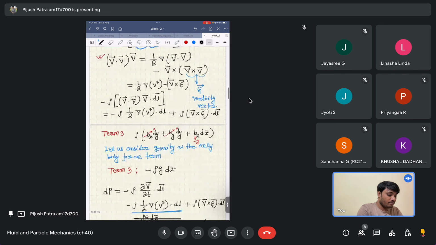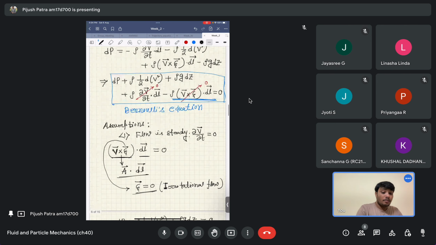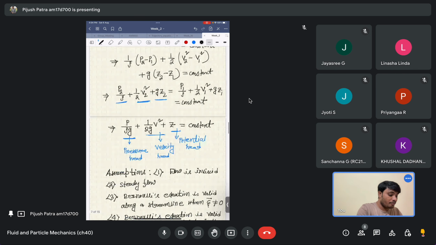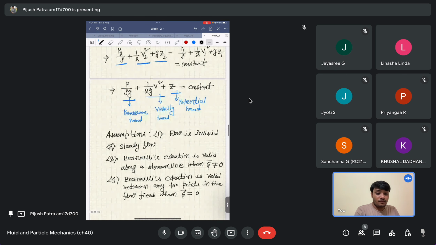It is a complicated form that you need to remember, and particularly you need to remember the assumptions which you made to arrive at this particular form. That the flow is inviscid, that means there is no viscous effect, and then the flow is steady, you assumed, and then the Bernoulli's equation is valid along a streamline when the flow is a rotational flow, or when the flow is not an irrotational flow. But for an irrotational flow, it is valid for any 2 points in the flow field. Okay, now I will be happy to take questions so far.